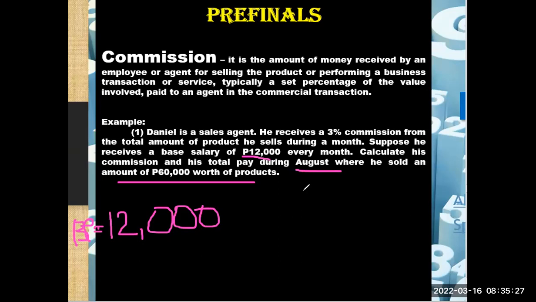So yung 12,000 na to, madadagdagan to because he sold products aside from sa kanyang sweldo. Okay? Kasi nga, the businesses or the employers are giving something para doon sa mga empleyado nila na mga masisipag. Ayan, so dadagdagan nila ng sweldo yung mga empleyadong masisipag na magtrabaho. Okay, let's compute. So ang sabi, during August, where he sold an amount of 60,000 worth of products.